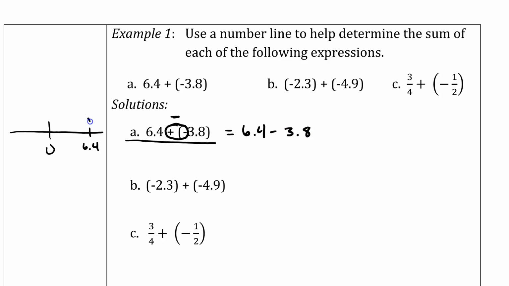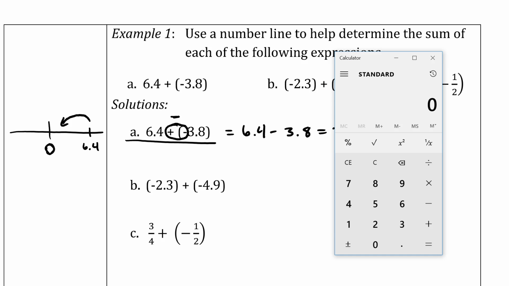What I'm going to do is subtract, but not quite all the way to 0. So I'm subtracting less than 6.4, so I know that my answer is positive. Now, I can either just leave it, or I can put a plus sign here, whatever we want. And I can either do this in my head, or if I wanted to use my calculator, which you're welcome to do, 6.4 minus 3.8 equals 2.6.